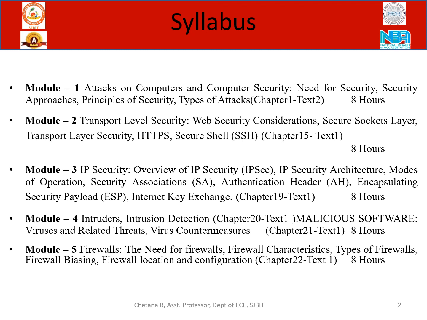And the fifth module is all about firewalls. So firewalls protect the network. Therefore, what is the need for firewalls? What are the characteristics of a firewall? What are the different types of firewalls? And where should we locate the firewall? What are the different configurations? Like this, we will be discussing various firewalls. So these are the 5 modules related to the subject called Network Security.